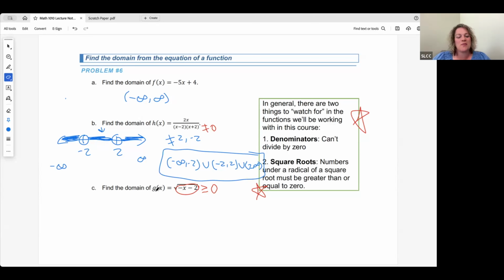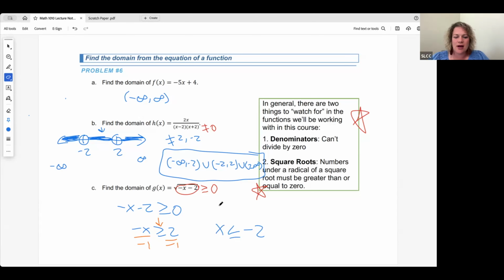Let's look at letter C. What about g of x? Well, whatever's under the root, so negative x minus 2, has got to be greater than or equal to 0. The square root of 0 is 0, so you're fine. So I add 2 to both sides, so negative x is greater than or equal to 2, and then I divide. Remember, when you divide by a negative, you flip your sign. So don't forget to do that. So there's a couple little tricks to look for. Okay, so this would be x is less than or equal to negative 2.